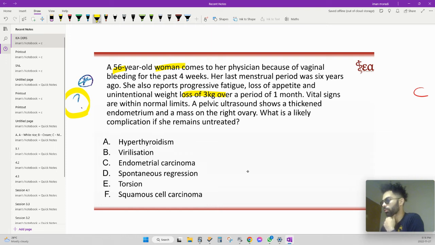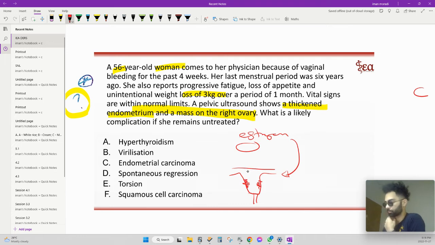Vital signs are within normal limits. Pelvic ultrasound shows a thickened endometrium, right? Thickened endometrium and a mass on the right ovary. Basically, there's a mass on the right ovary. It's producing estrogen, right? And the estrogen is hitting our endometrium, which I always draw like this, and it's causing hyperplasia of the endometrium, right? And this is the ovary.